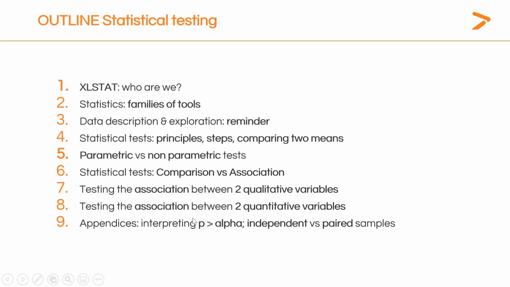You should know that I've added a couple of appendices to this PDF. So how to interpret a p-value which is larger than alpha. We'll be talking a lot about this number here, the p-value, and what the difference is between independent and paired samples. Unfortunately, I won't have enough time to talk about these today.